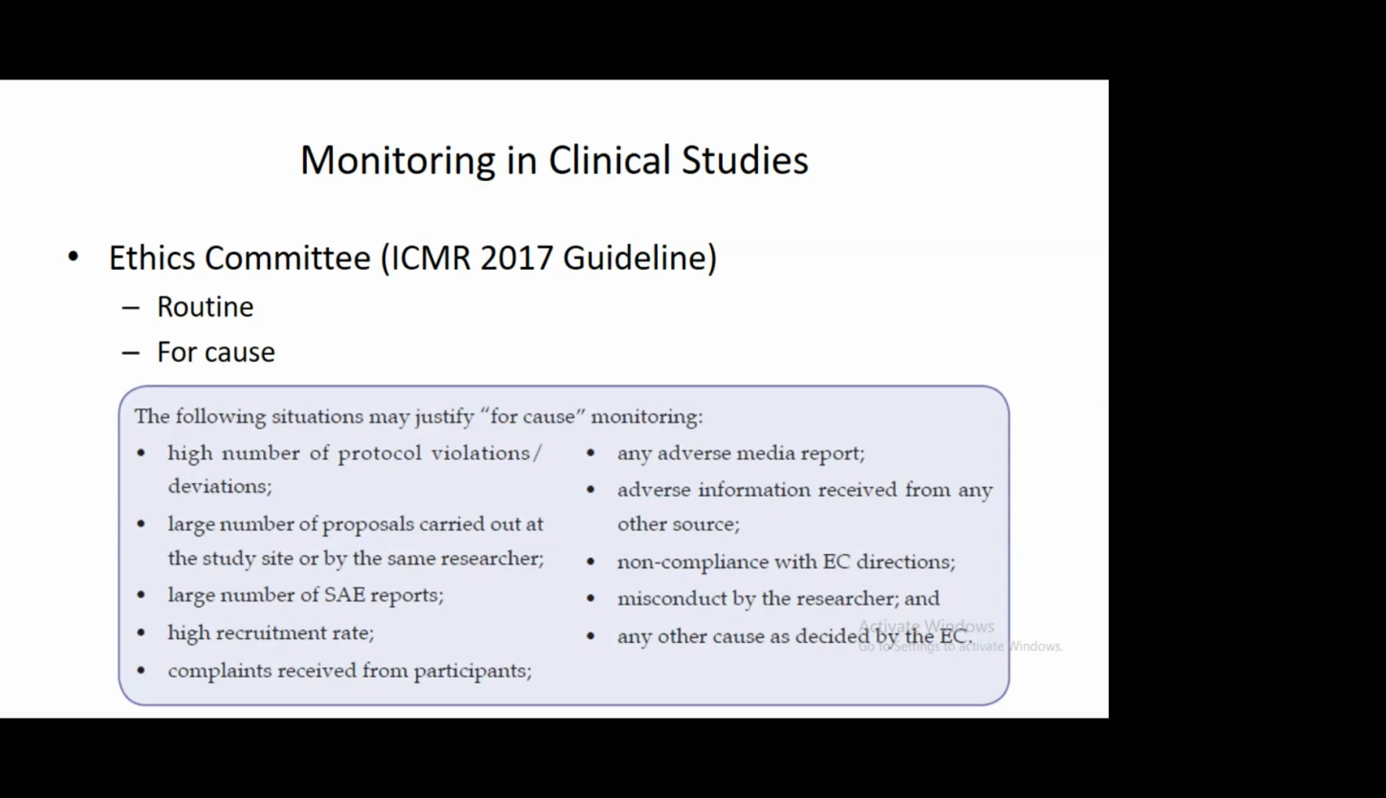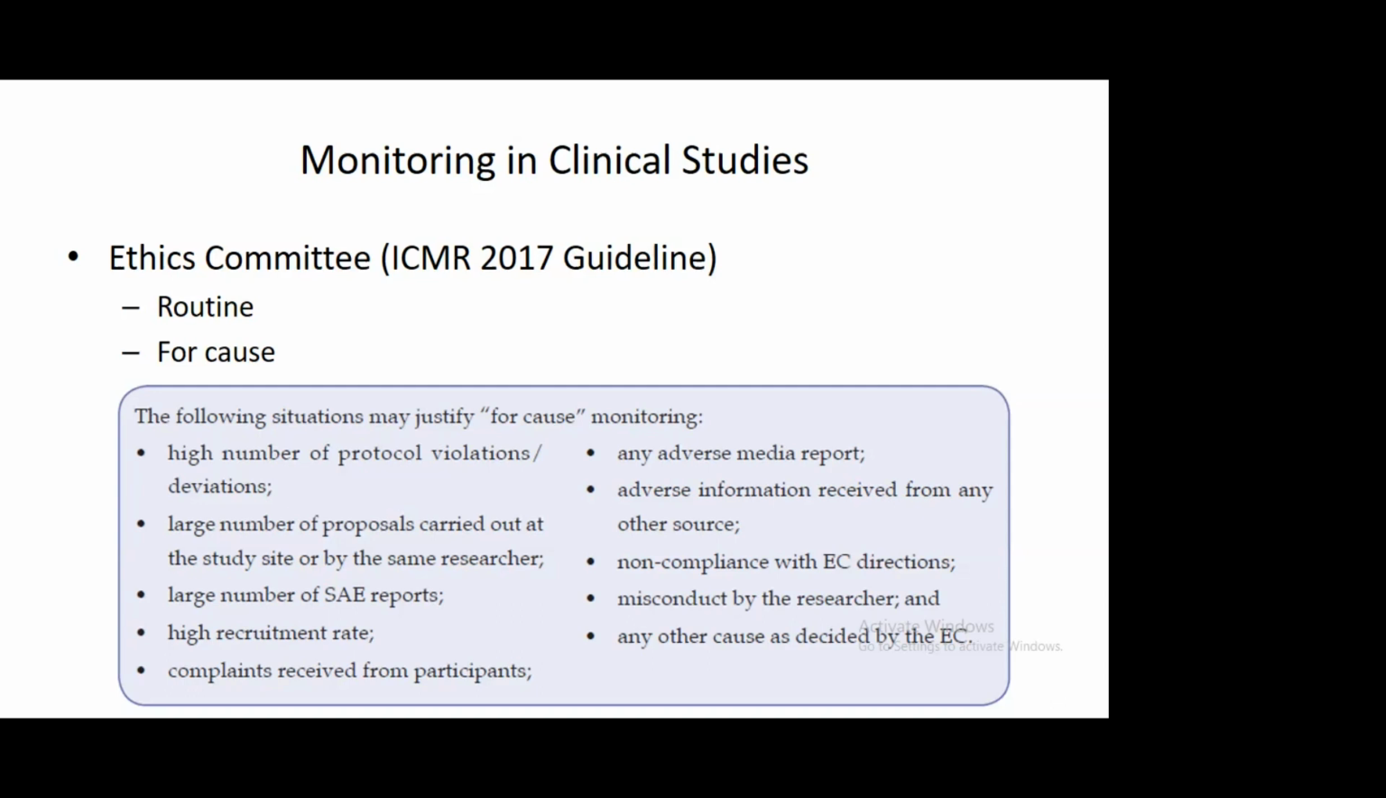The ethics committee can monitor your study as routine or for cause. For cause means something has triggered it, like the researcher is sending a high number of protocol violation or deviation reports, then the ethics committee members have to look into why it is happening. Another reason might be a large number of SAE reports from your center, then the ethics committee is triggered to look into the matter. Is the same thing happening at the other centers or not? Why is it happening at our center only?